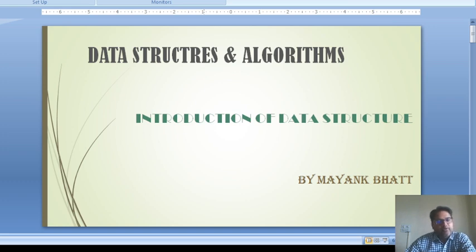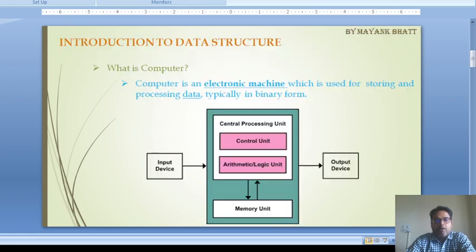Today I am going to deliver a lecture on the topic Introduction of Data Structure, which comes under Data Structures and Algorithms. So here we begin. First we have to learn about the introduction of data structure. In that, first is what is a computer.